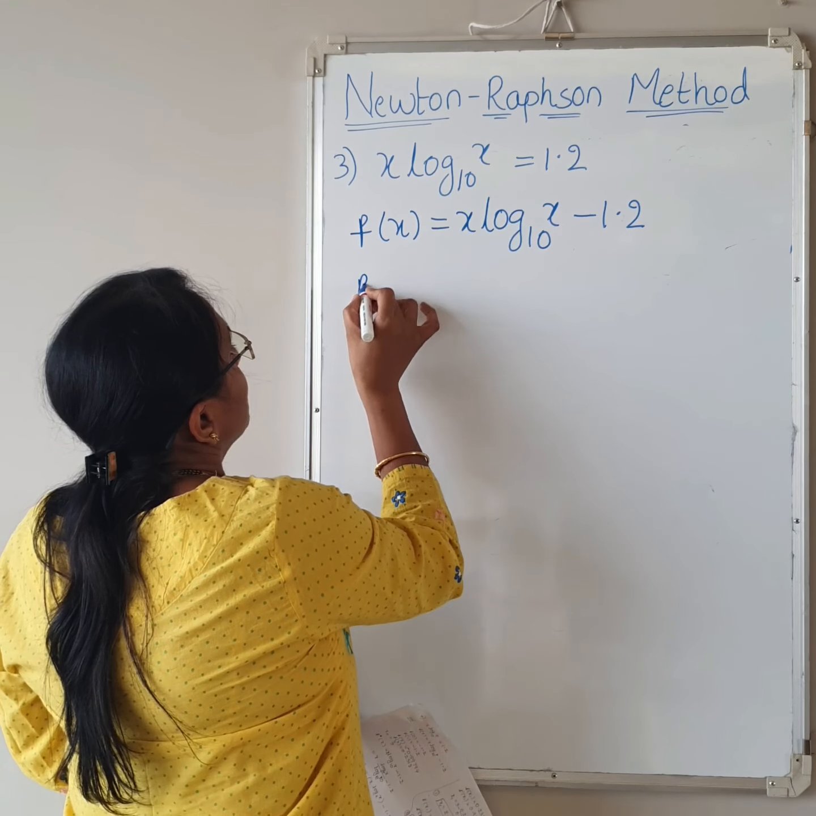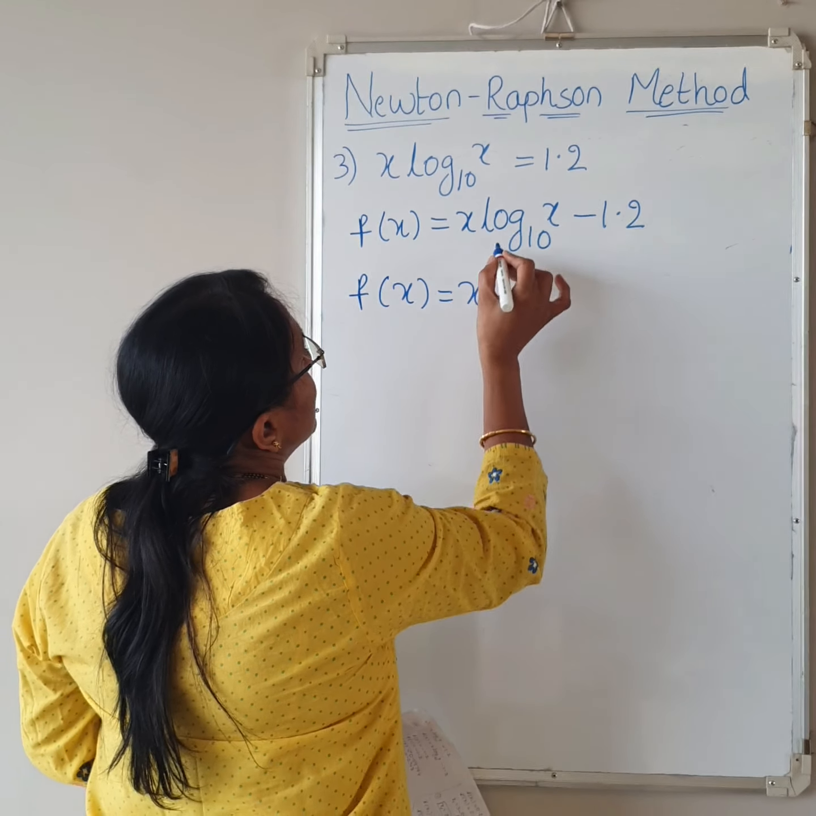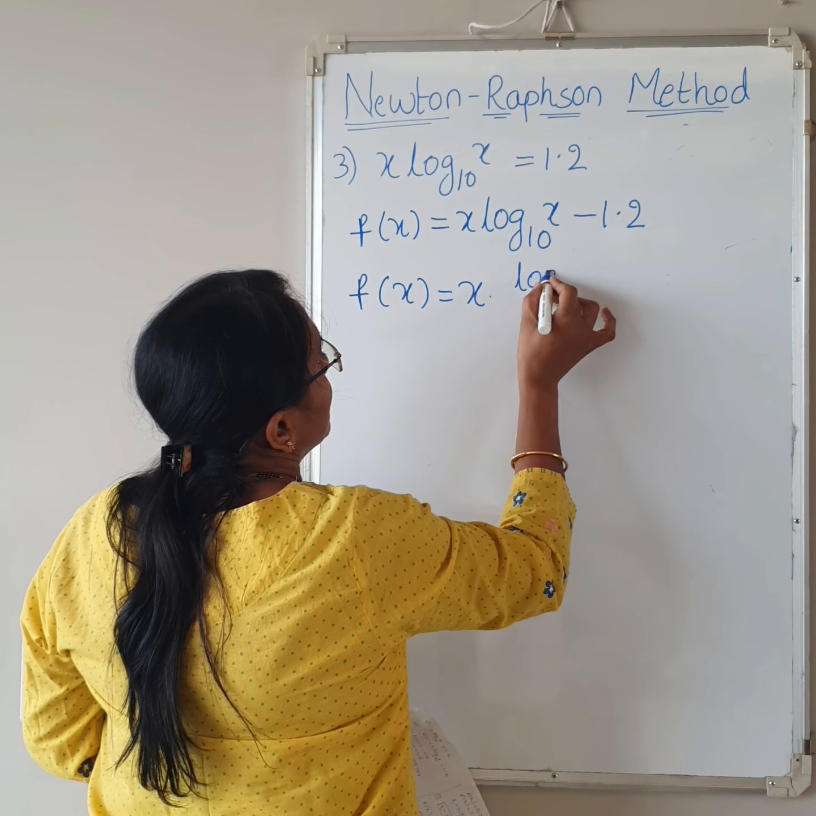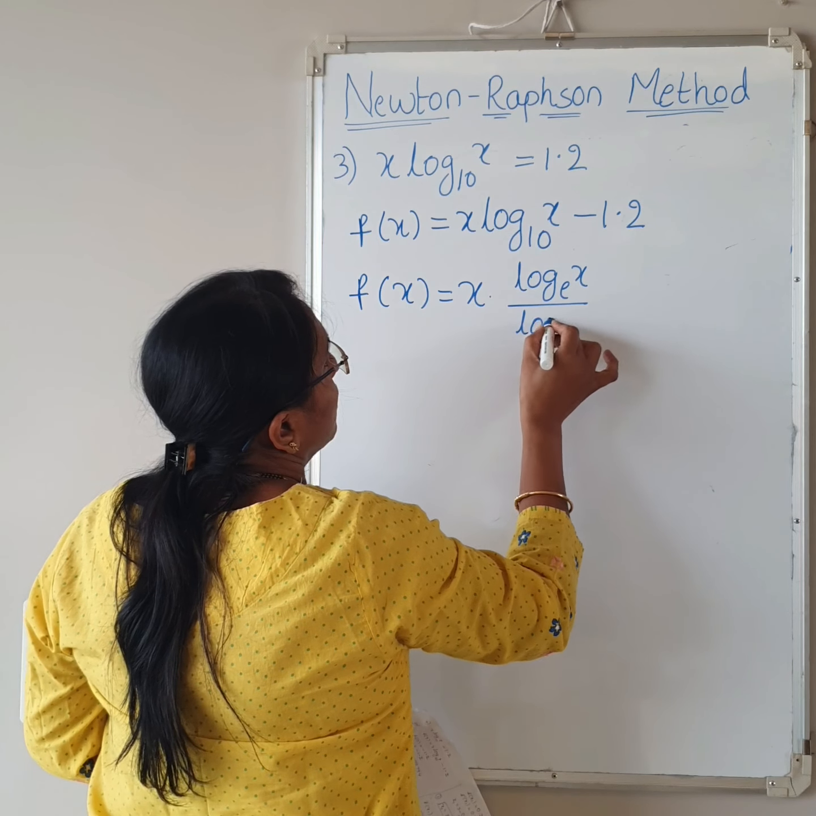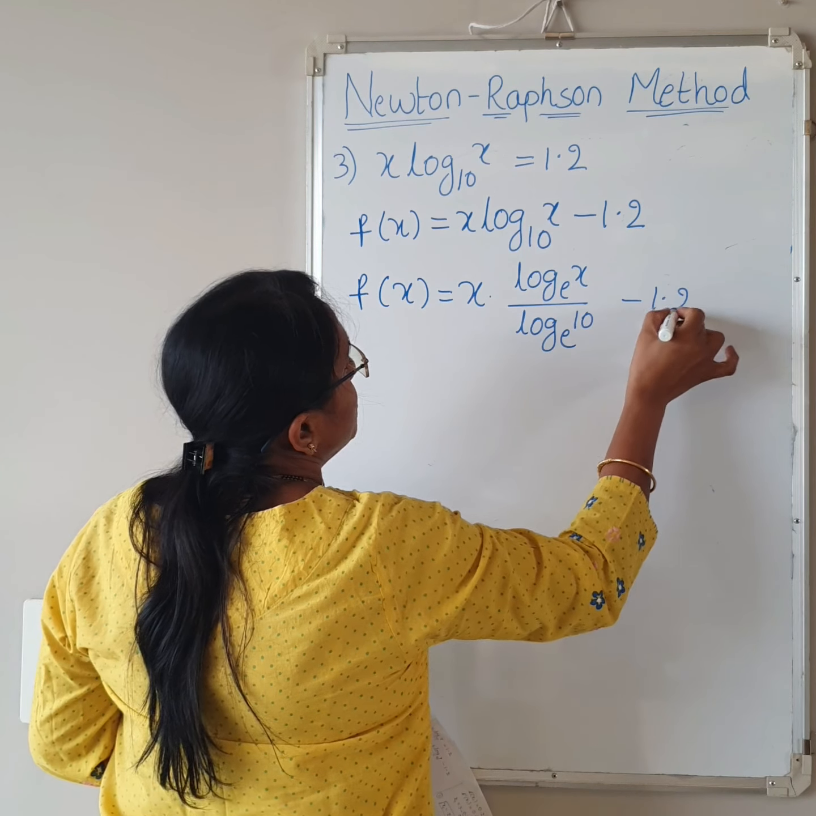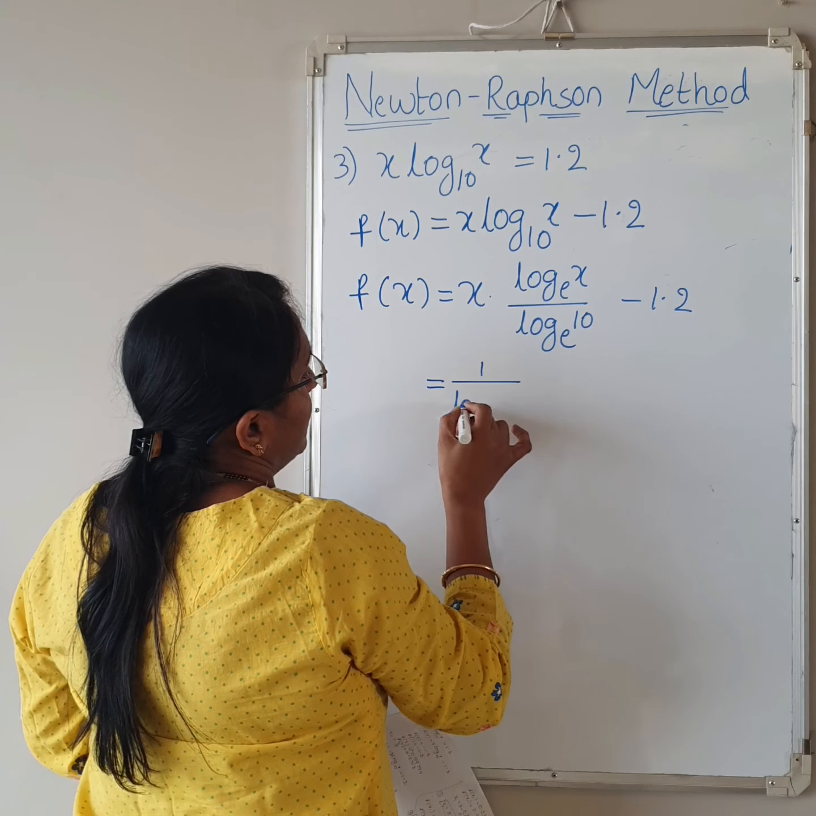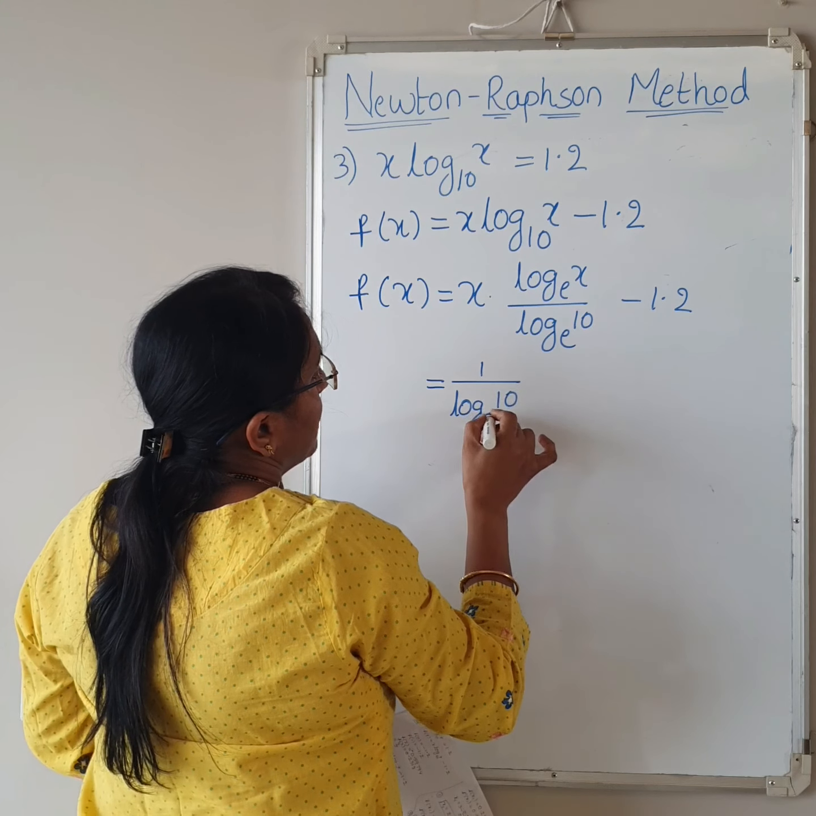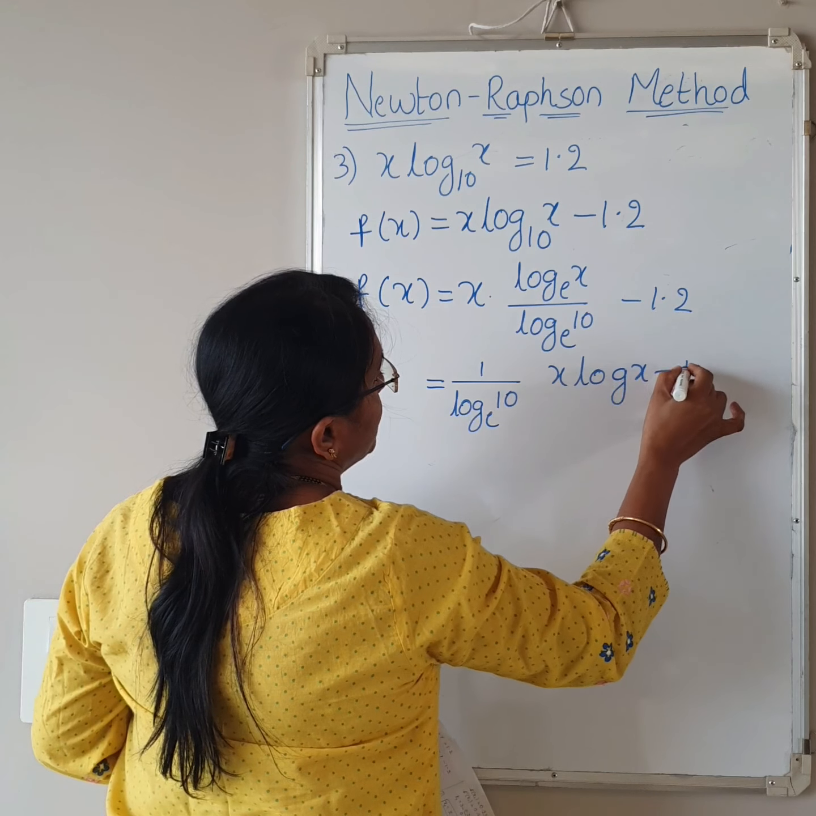So f of x, I'll write this one by using logarithmic properties: log x to the base 10 can be written as log x to the base e divided by log 10 to the base e, minus 1.2. Log 10 to the base e is a constant. So f of x is equal to x log x divided by log 10 to the base e, minus 1.2.